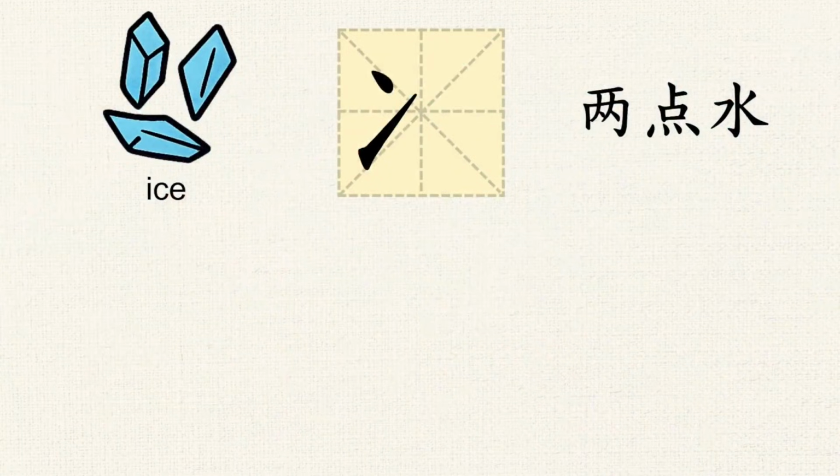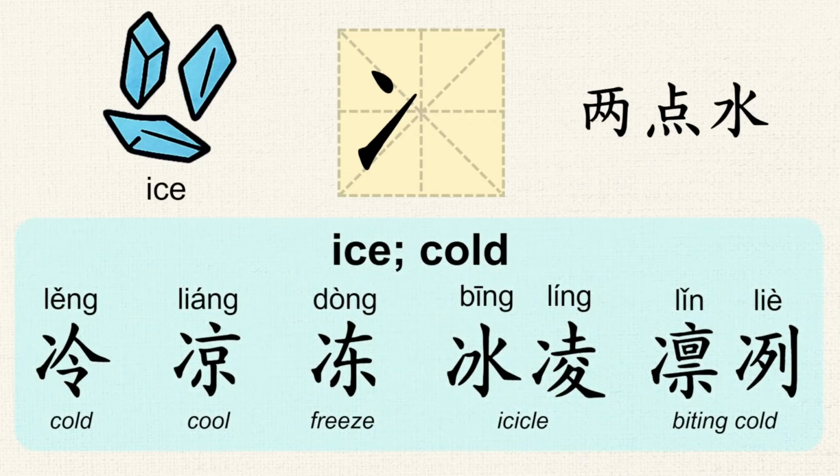Closely related to the previous one is this radical called liangdian shui. It also refers to water, but in a frozen state, or just to coldness in general. Leng means cold. Liang, as in liangkuai, means cool. Dong, as in dongjie, means to freeze. Bingling is one of the ways to refer to an icicle, and linlie means extremely cold.